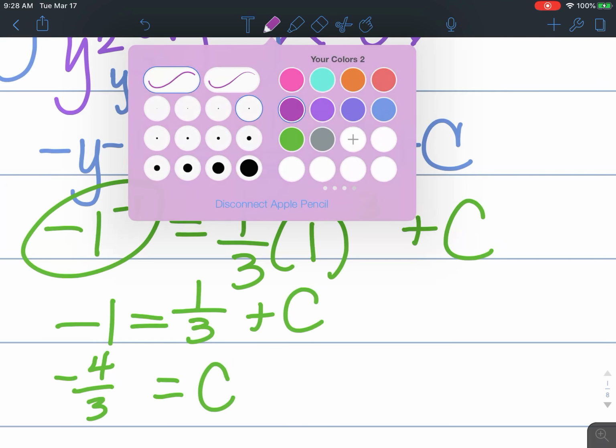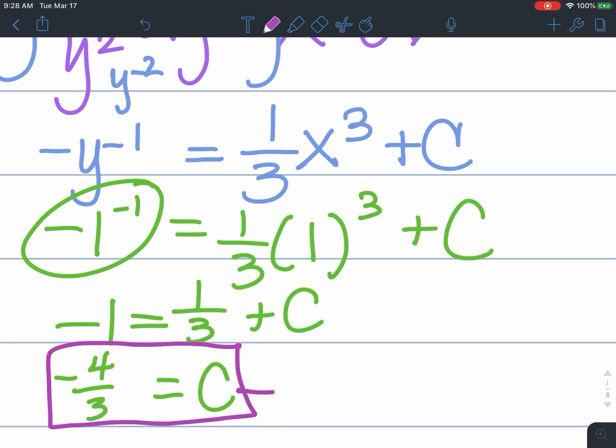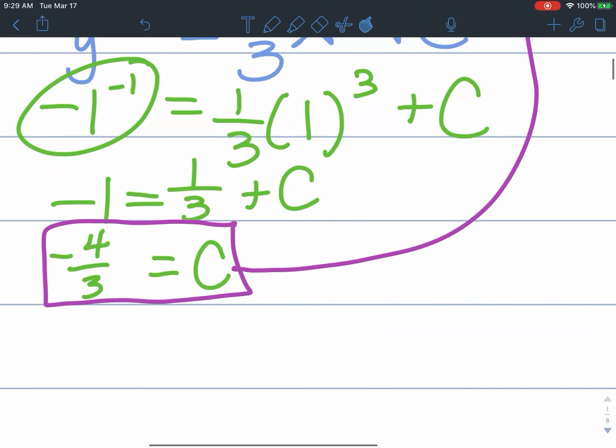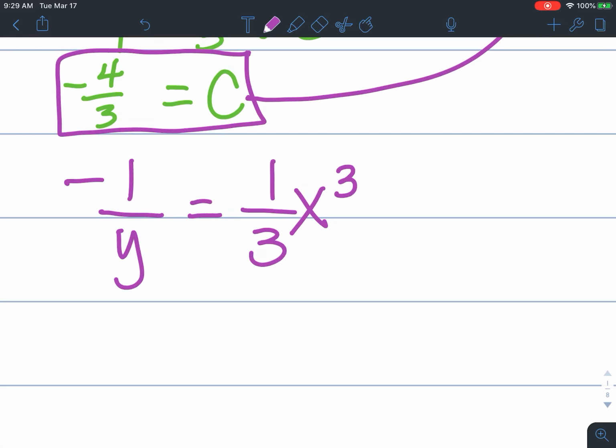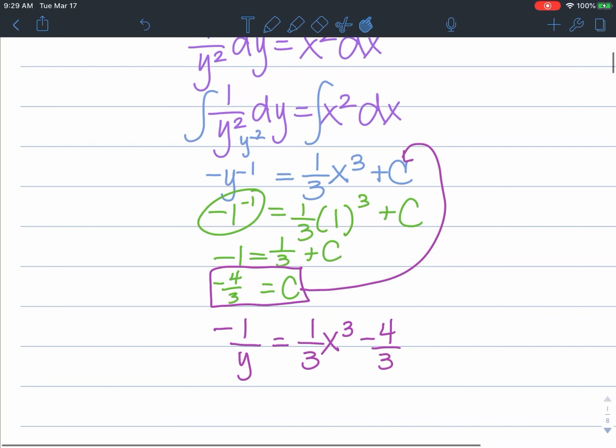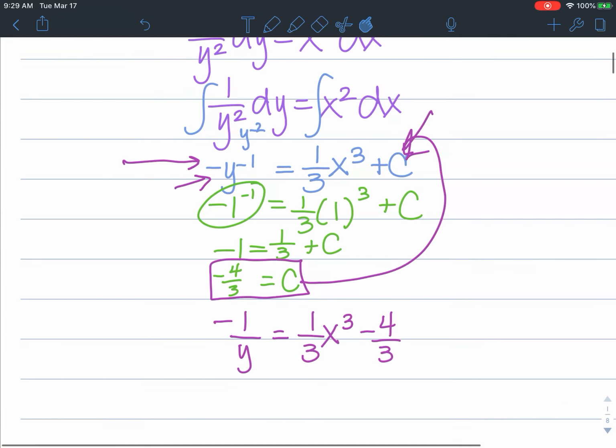Now that we know what c is, we can take that and plug that in back up here. So we have negative 1 over y equals 1/3 x to the third minus 4/3. That's coming from this line right here, except that I wrote this as negative 1 over y, and I put the c value in as negative 4/3.